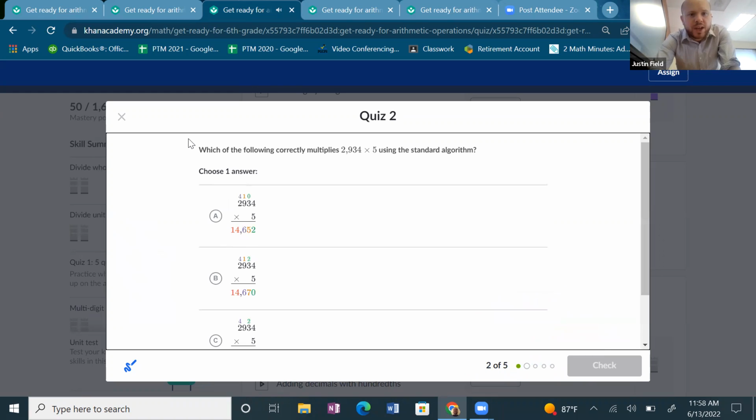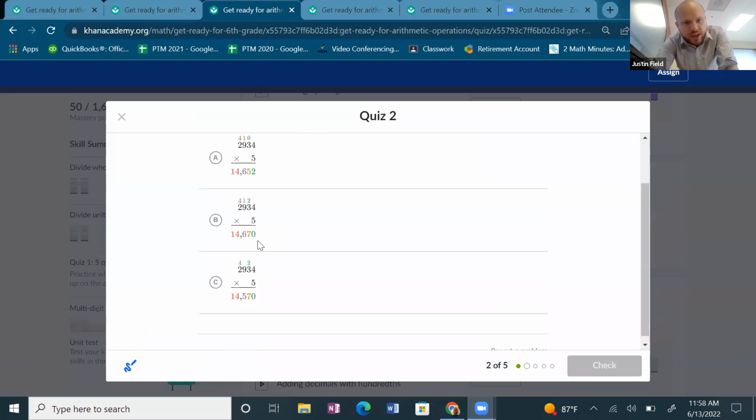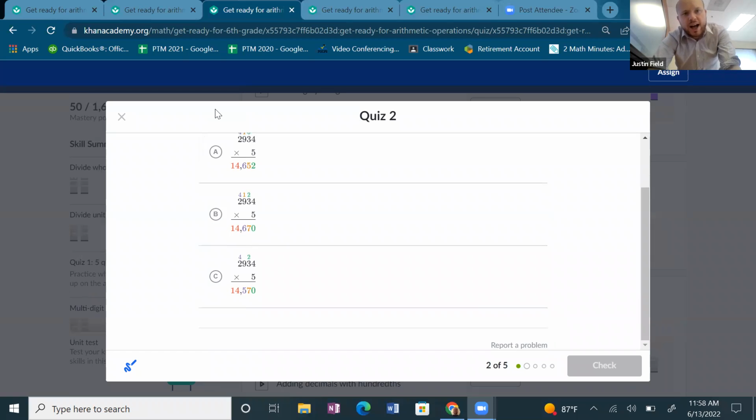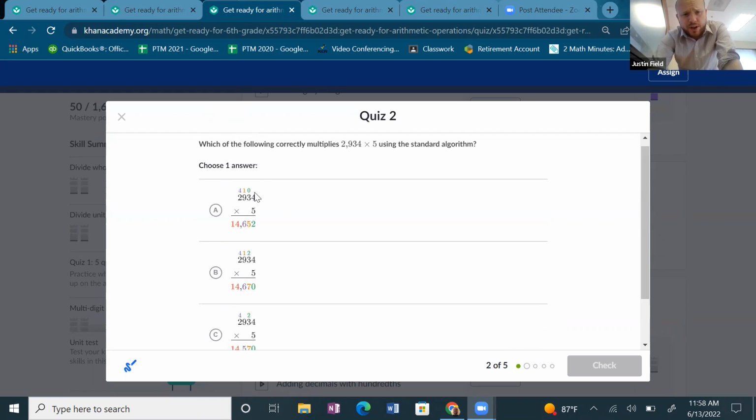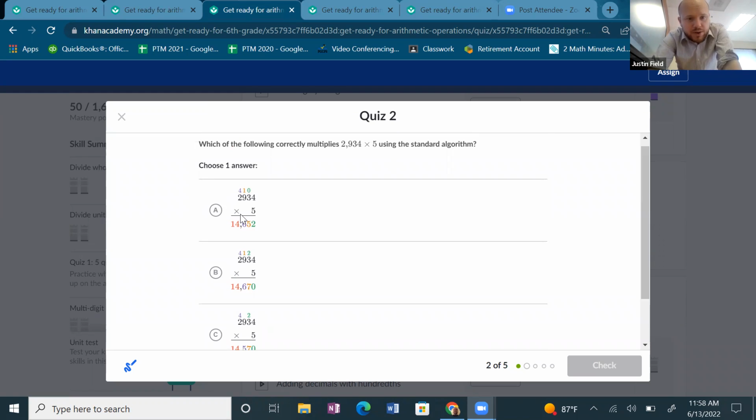All right. Which of the following correctly multiplies 2,934 times 5 using the standard algorithm? That's another thing, you learn a lot of different ways to do one thing in elementary school, I think. But this is the way I multiply all the time. Sometimes when I'm doing it in my head, I break it down, but if I'm on paper, this is how I do it. So let's do it.